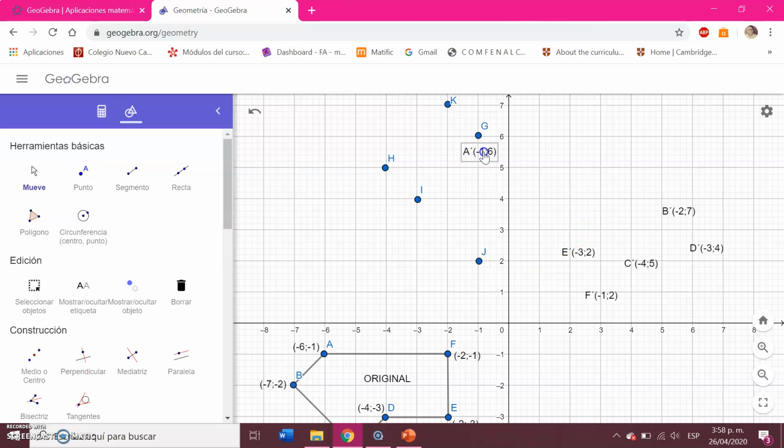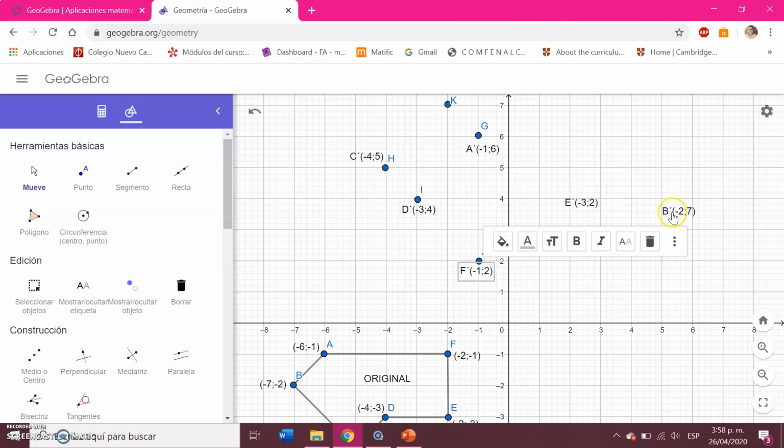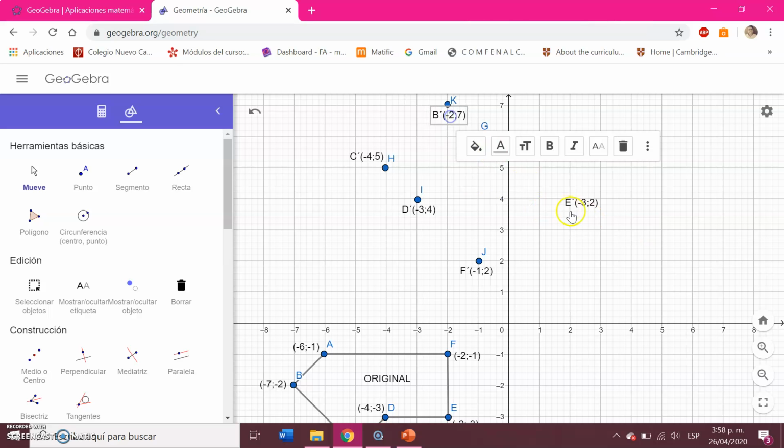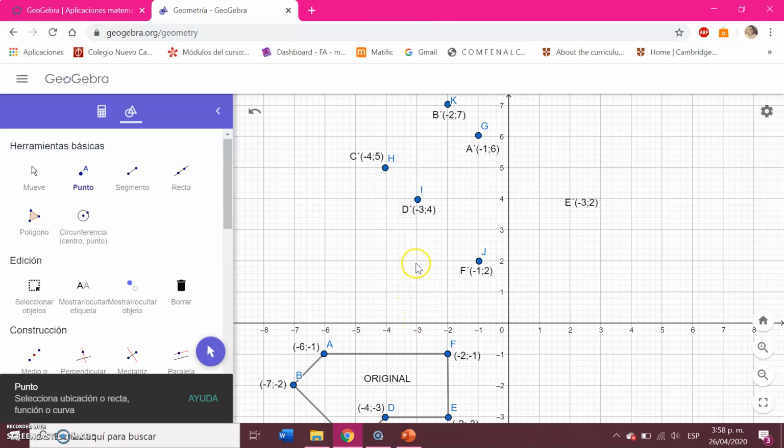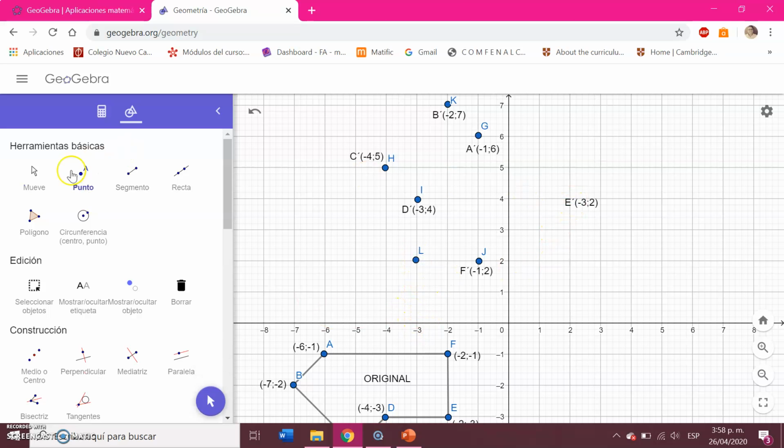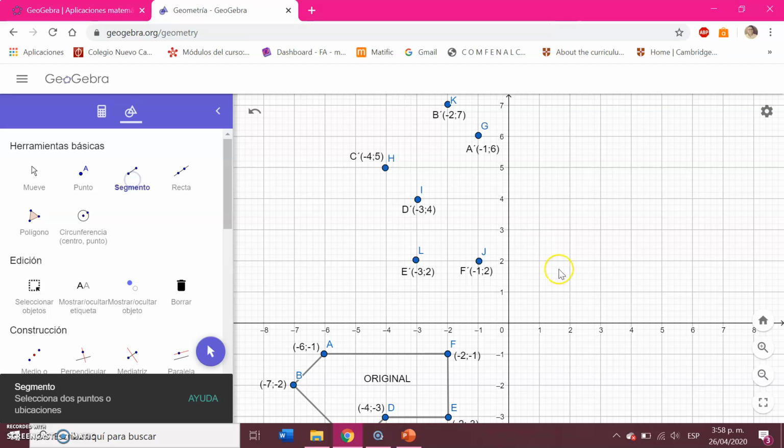-1, 6 is this one. -3, 2 is not yet ready. -4, 5, this one. -3, 4, this one. -1, 2. -2, 7. And we are missing this one, -3, 2. So let's draw it. -3, 2. Now move this one here. And now we join all the segments, okay?